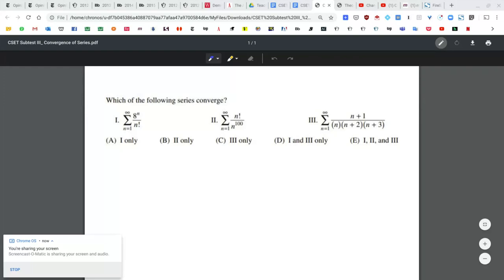Okay, you can attempt the question independently. It deals with convergence of series. The question says, which of the following series converges?